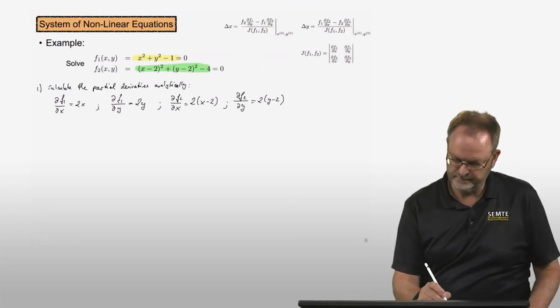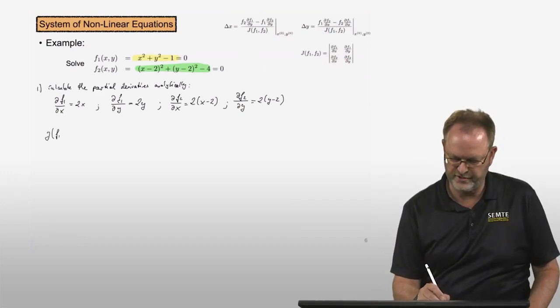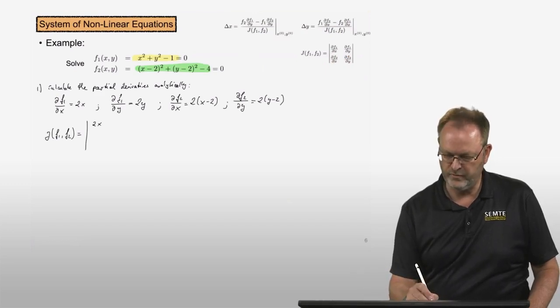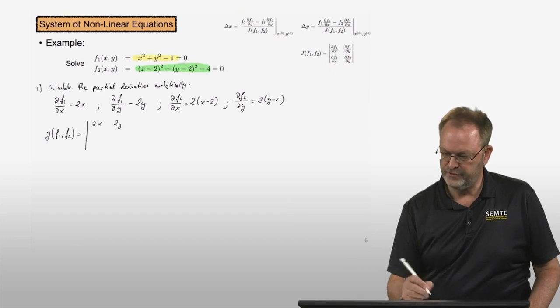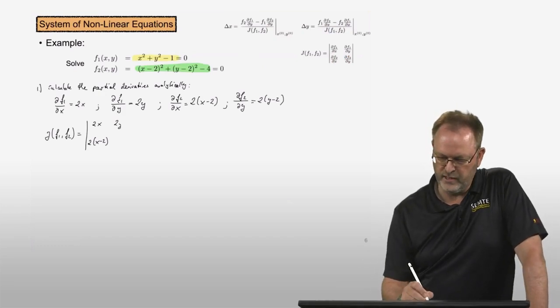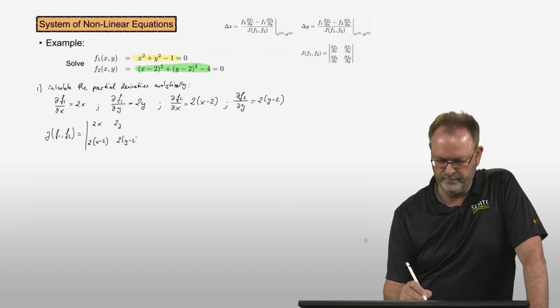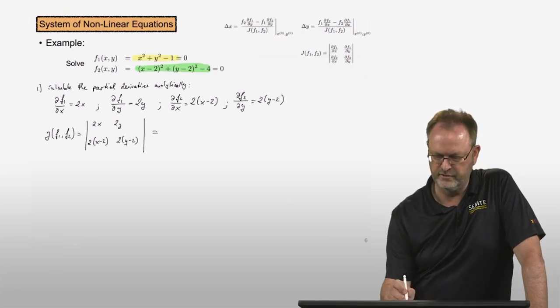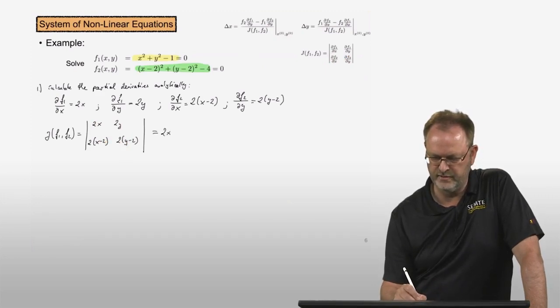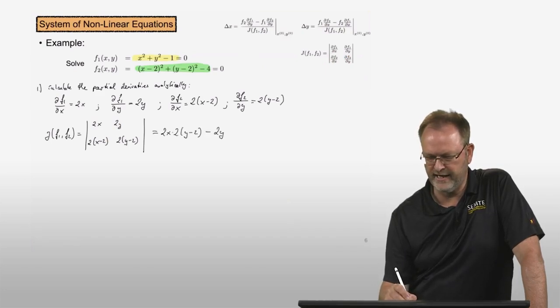So now the Jacobian of these two functions, f1 and f2, is the determinant of df1/dx, which is 2x, df1/dy, which is 2y, and then df2/dx, which is 2 times (x minus 2), and then df2/dy, which is 2 times (y minus 2). And I want to calculate the determinant of this. So this times this minus this times this. So we get 2x times (2y minus 2) minus 2y times (2x minus 2).